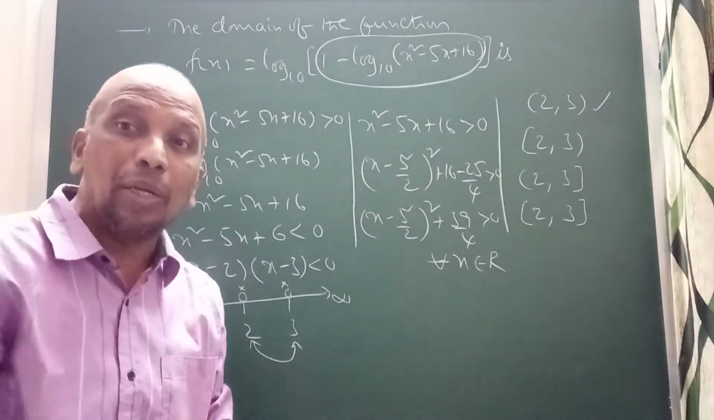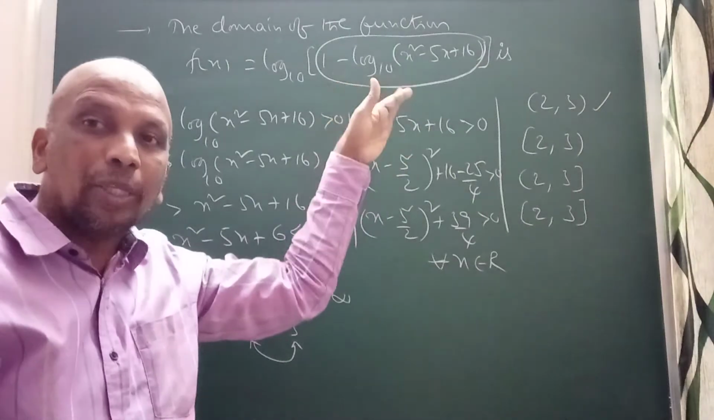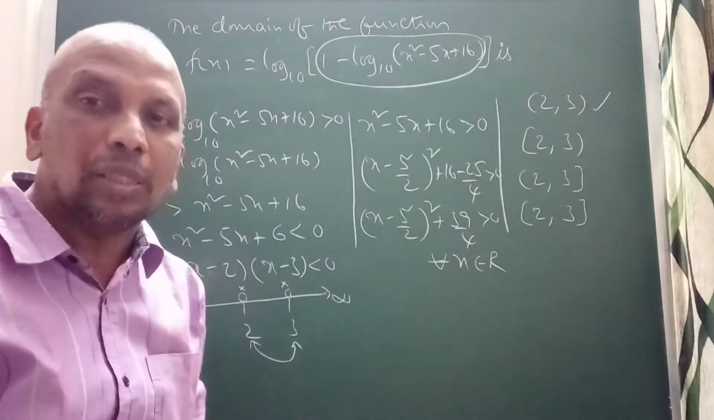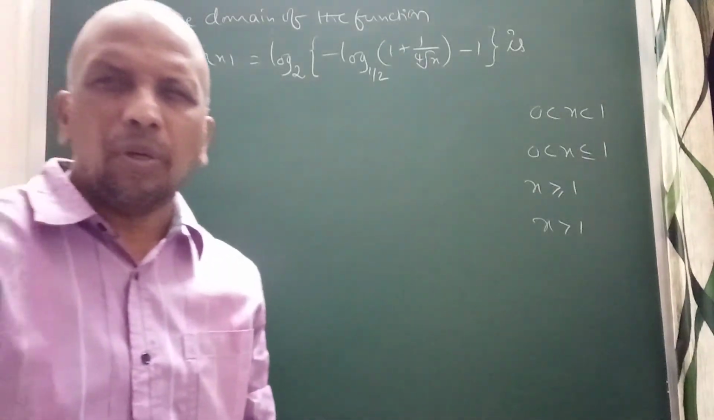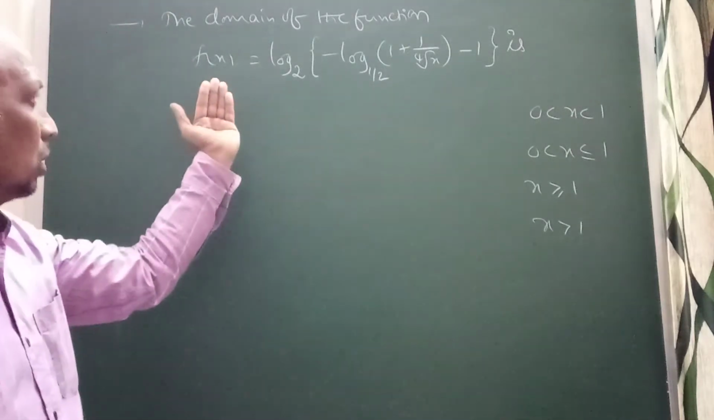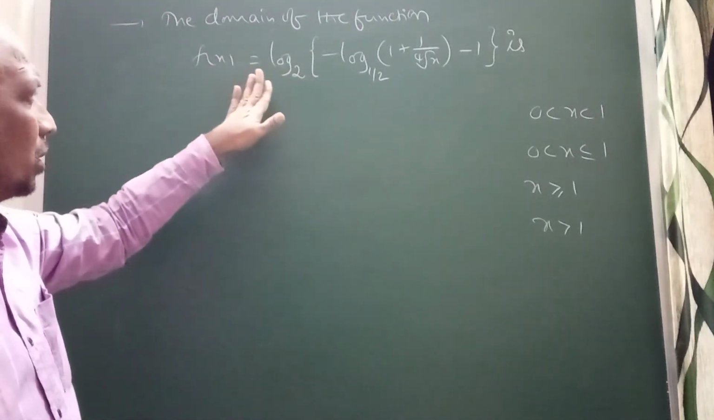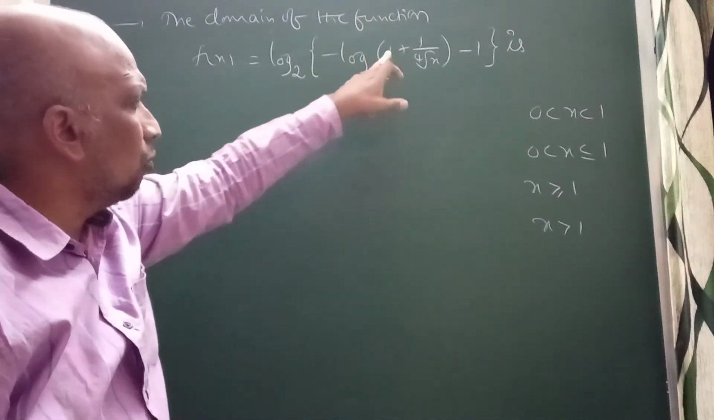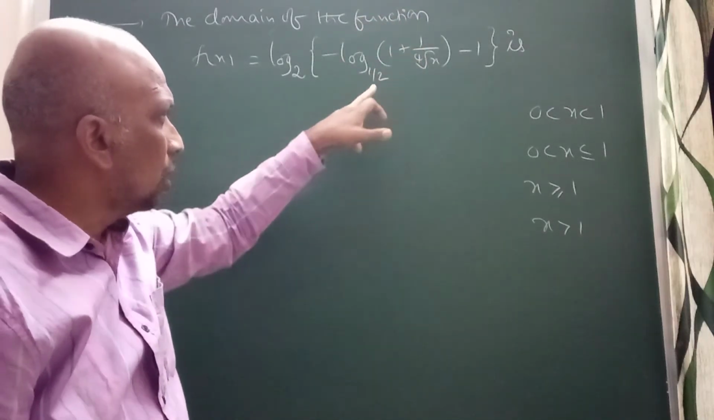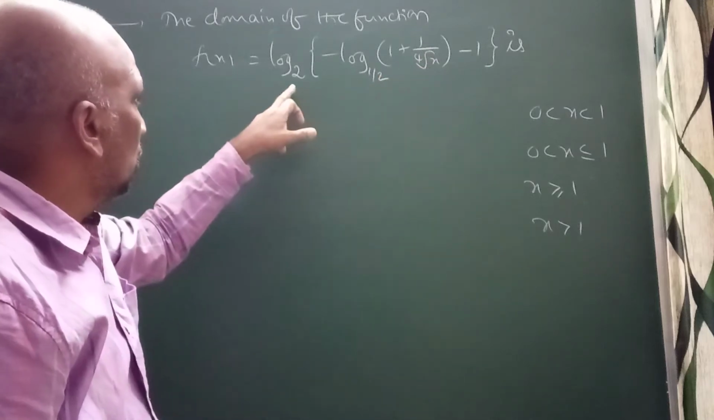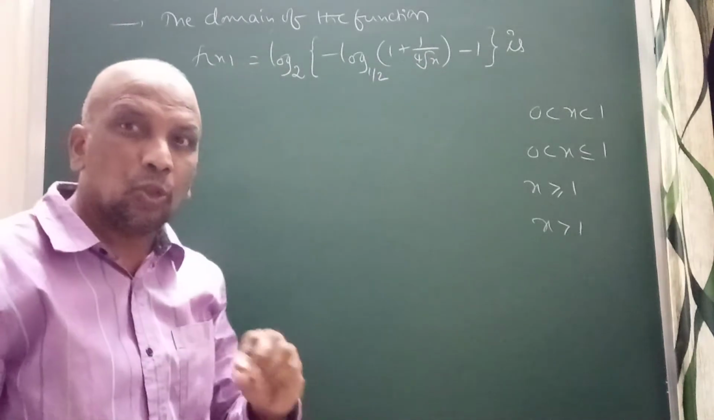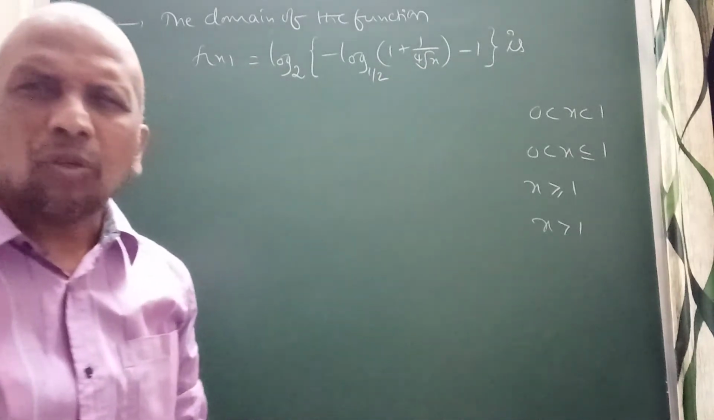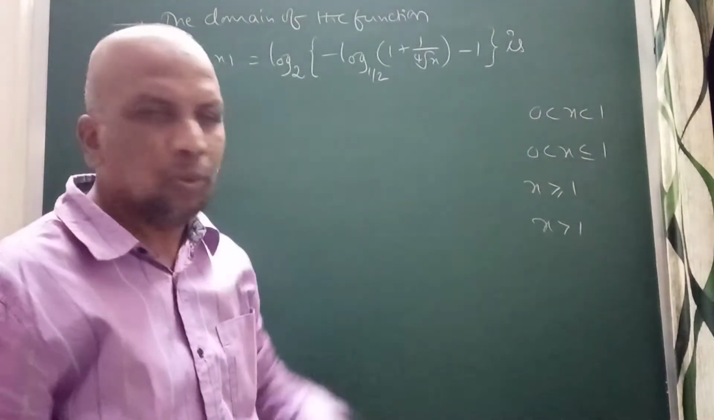So always, to save the time, check the equation immediately whether roots are there or not. Then you can decide easily. Now say in this problem, the domain of the function f(x) equal to log of, inside we have minus log base 1 by 2 of (1 plus 1 by 4th root x) minus 1, to the base 2. They are asking the domain of this. Just one time you can look into the options also.